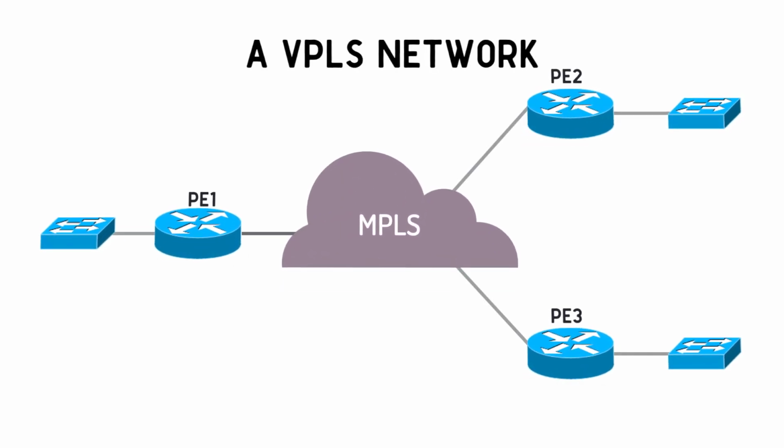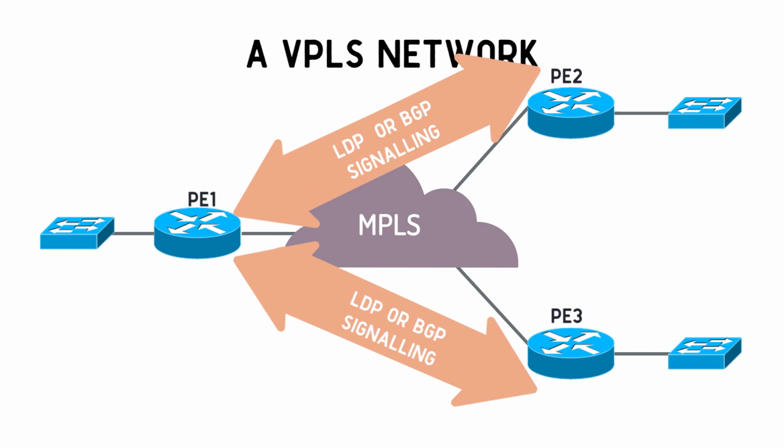So let's take a quick refresher on how VPLS and EVPN work. This is our sample VPLS network. P1, P2 and P3 are VPLS neighbors peering over an MPLS cloud. The VPLS control plane between them can use either LDP or BGP to exchange control messages.